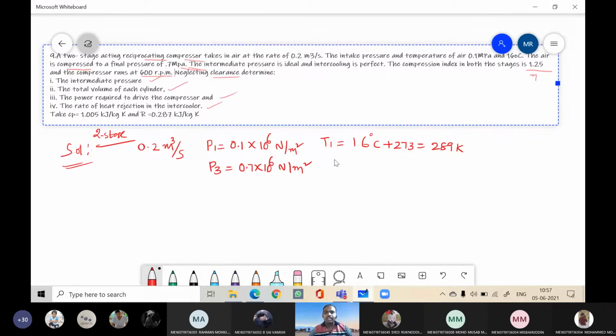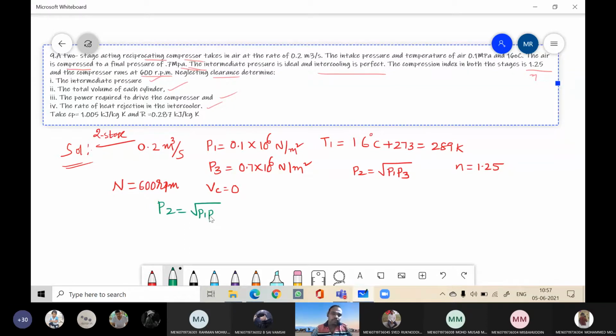So the intermediate pressure is ideal, means P2 is equal to square root of P1 P3. That is the condition, and intercooling is perfect. The n value for both the stages is 1.25, and the compressor runs at 600 RPM, considering VC equal to 0, neglecting the clearance volume. So what is asked? Calculate intermediate pressure.